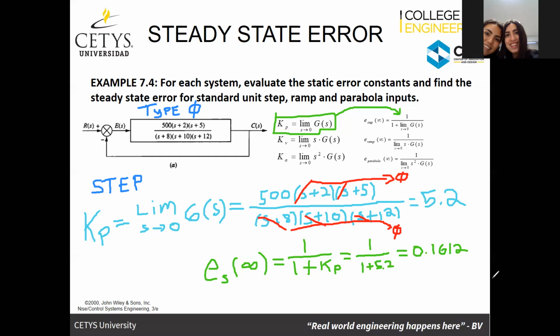Okay, perfect. So what does this mean? The error is going to be 0.1612. It's approximately a 16% error. Is that acceptable or not? Depending on the system, we might need to modify that, but that would be the error I'm going to get for this system. Questions with this calculation here? The other two are going to be very quick.